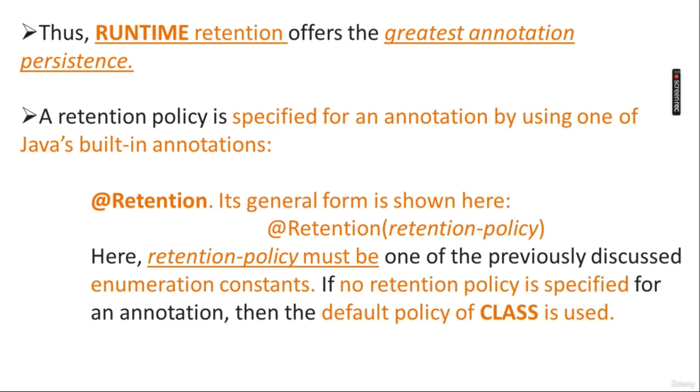The retention policy is specified for the annotation by using one of Java's built-in annotations. So how will I write it? @Retention and the retention policy. The retention policy must be one of the previously discussed enumeration constants. So whatever policy you are going to generate, it should look like this: @Retention and the enumeration constant should be there inside the parentheses. If no retention policy is specified, the default policy is the CLASS policy.